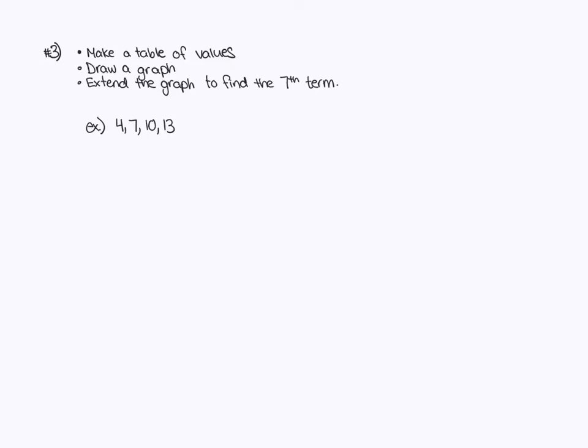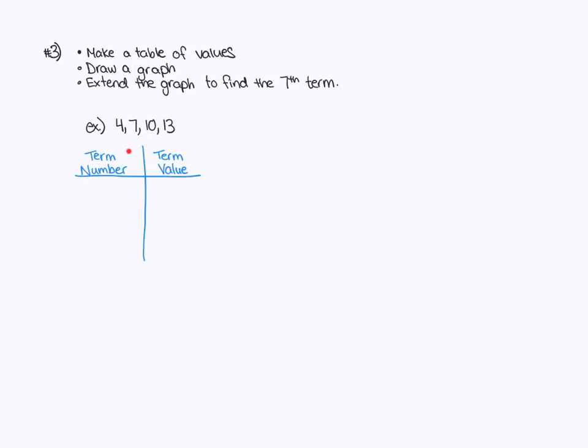So they say for each sequence, so I've given us an example sequence, make a table of values for the term numbers and the term values. Draw a graph for your table and extend the graph to the value of the 7th term. So to begin with, we need to make our table. Now in your instructions, it says to make a table of values for term numbers and term values. So that's why I gave them these titles.